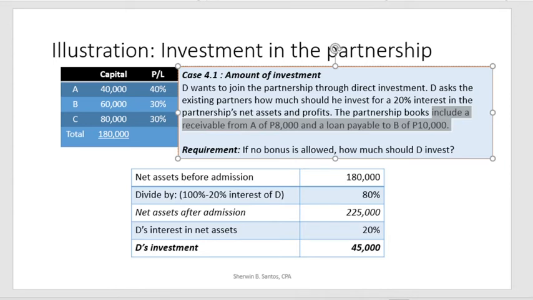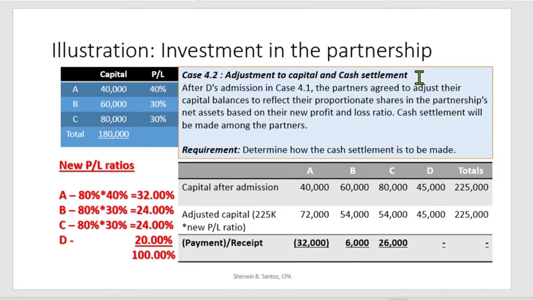Okay, let's proceed to the next one. The adjustment to capital and cash settlement. For example, as this is connected, 4.1 and 4.2. After this admission in case 4.1, the partners agreed to adjust their capital balances to reflect the proportionate share in the partnership net assets based on their new profit and loss ratio. Cash settlement will be made among the partners. So, determine how the cash settlement is to be made.